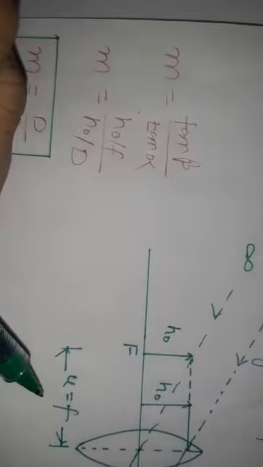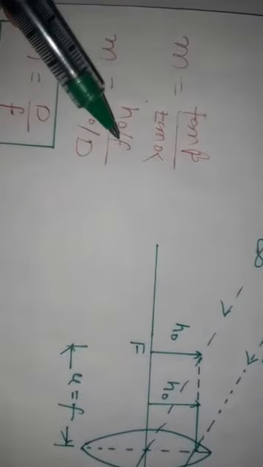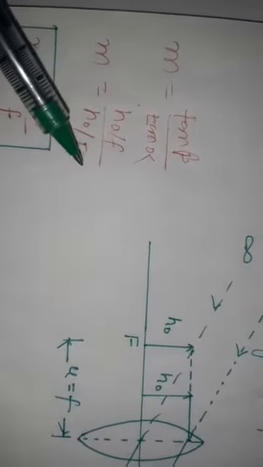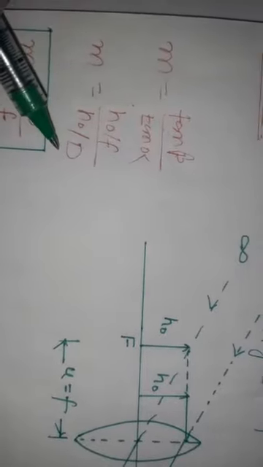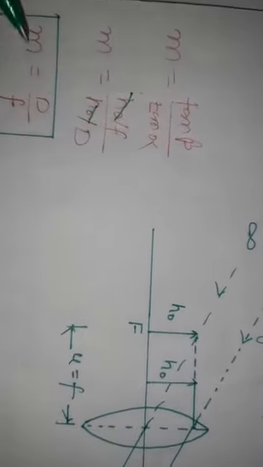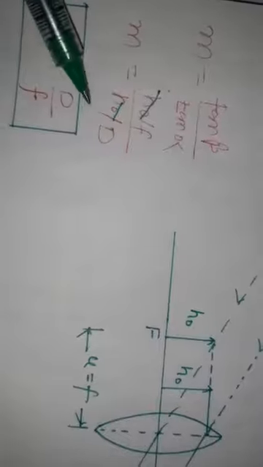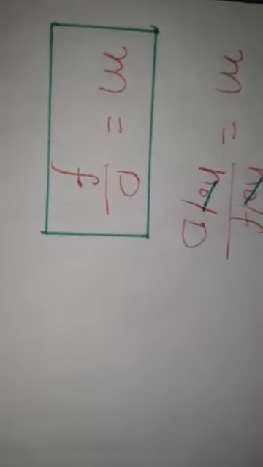So what is the magnifying power? m equals tan beta upon tan alpha. We already have the value of tan beta, that is h_o upon u, but here the object distance u equals f, so it becomes h_o upon f. There is no change in the value of tan alpha, it remains the same, h_o upon d. This h_o and h_o will cancel out, so we get m equals d upon f. This is the magnifying power of a simple microscope when the image is formed at infinity.